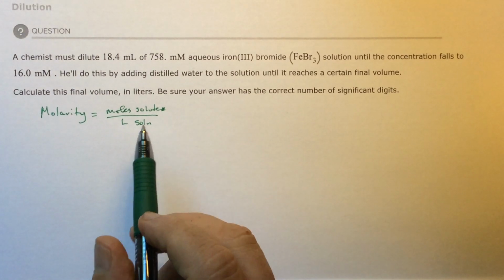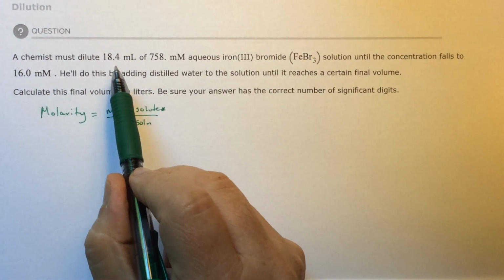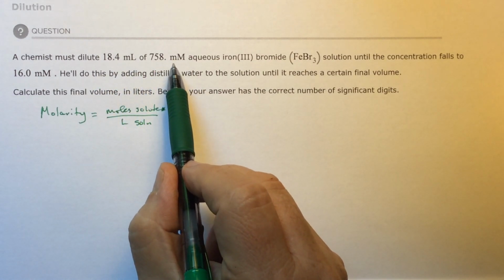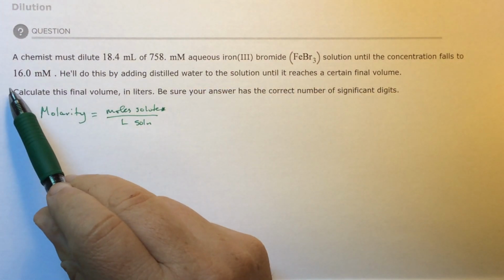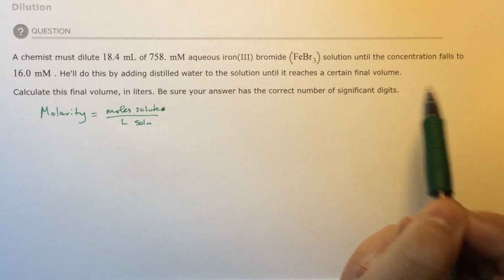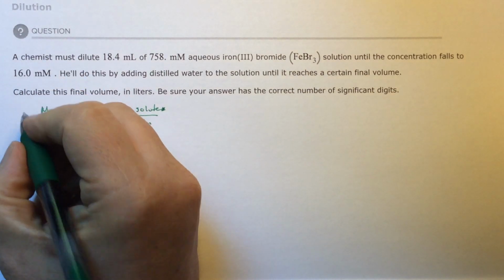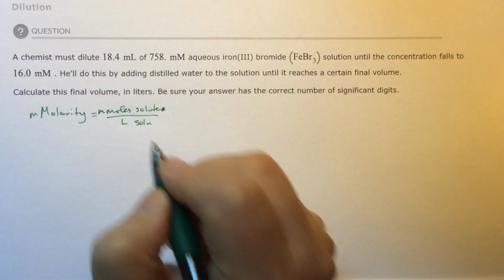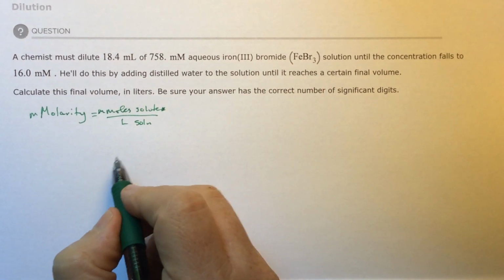So my strategy here is solving for moles. So let's see what it asks for. A chemist must dilute 18.4 mL of 758 millimolar aqueous iron bromide solution until the concentration falls to 16 millimolar. He'll do this by adding distilled water to the solution until it reaches a certain volume. What's the new volume? So right now I've got a millimolarity that they're going to give me. So I can solve for millimoles, but the millimoles is going to be the same for the new concentration.